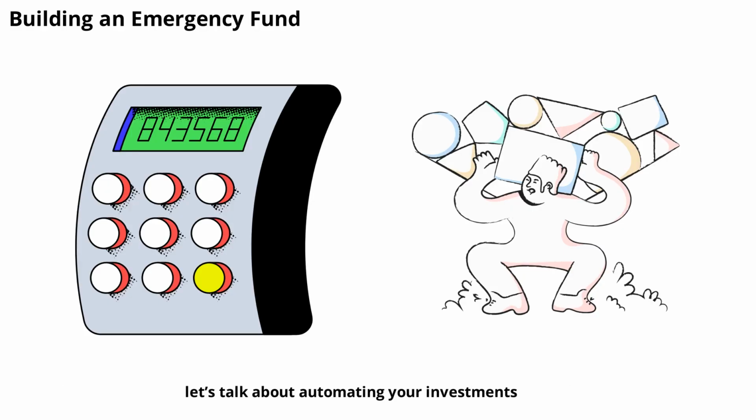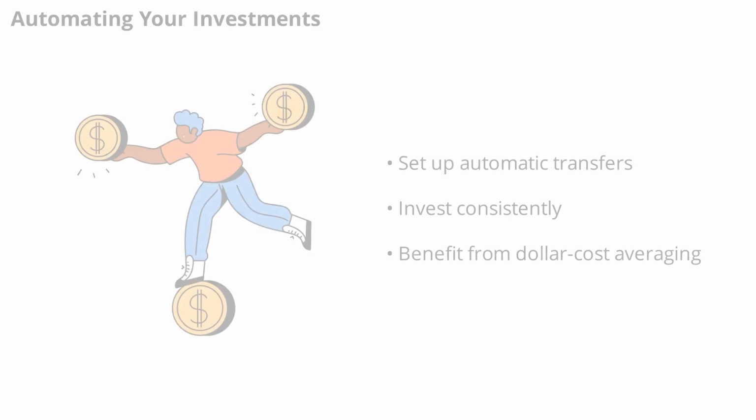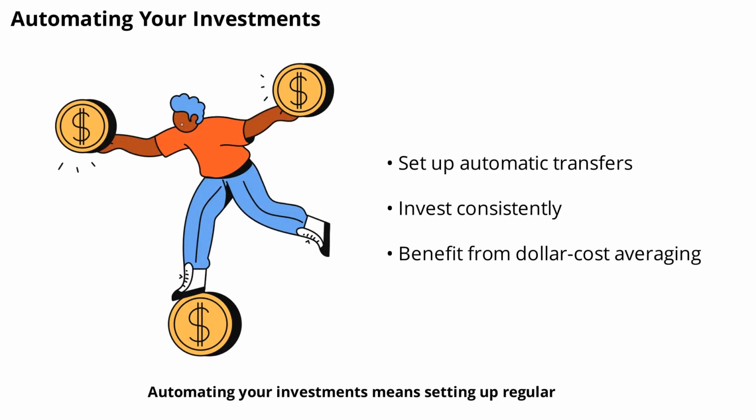Next, let's talk about automating your investment. Automating your investments means setting up regular automatic contributions to your accounts. This makes investing a habit and helps you stay consistent, even when life gets busy. Many platforms let you set up automatic transfers from your bank account. Automation also helps you take advantage of dollar cost averaging, where you buy investments at different prices over time, reducing the impact of market swings.